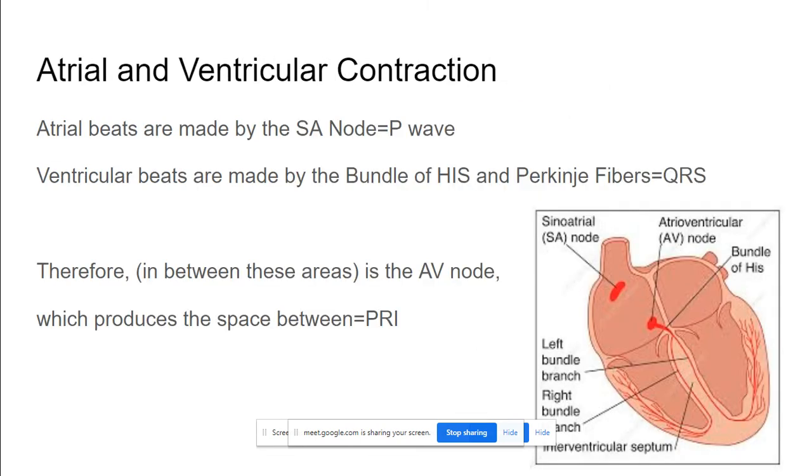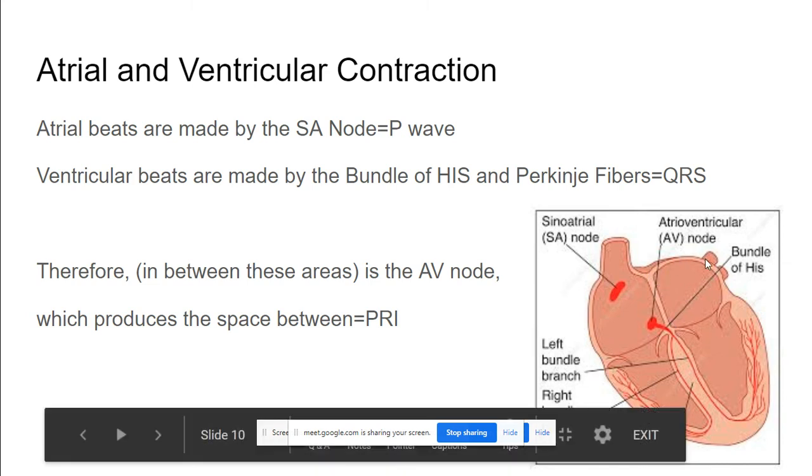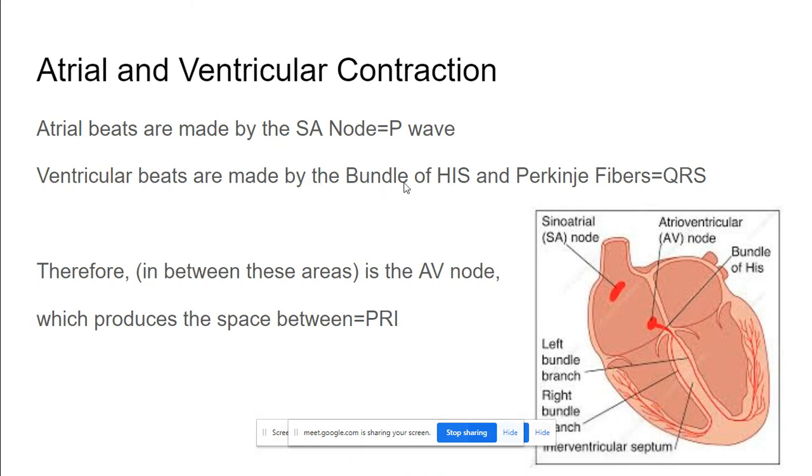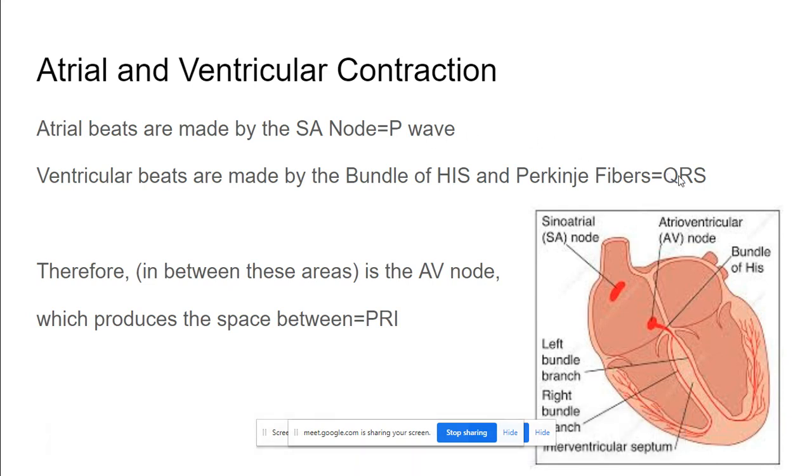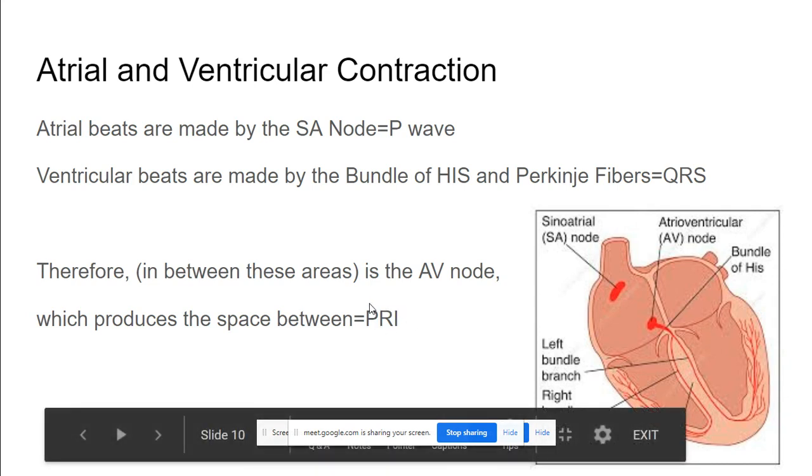All right, atrial and ventricular contraction. We know that the SA node creates the P wave, and that is what is making both atria contract. Okay, ventricular beats are made by the bundle of His and the Purkinje fibers, and that is the QRS complex. In between those areas is our AV node right here, which produces the space between the P wave and the QRS. That's the communication between P and when QRS picks up or answers. Okay, we call that the PRI.